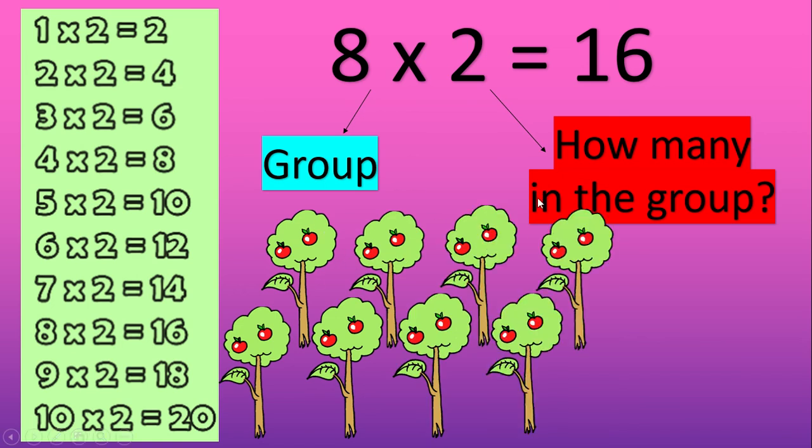1, 2, 3, 4, 5, 6, 7, 8. And in each of them I have 2 apples. 2, 4, 6, 8, 10, 12, 14, 16. Therefore the answer is 16.